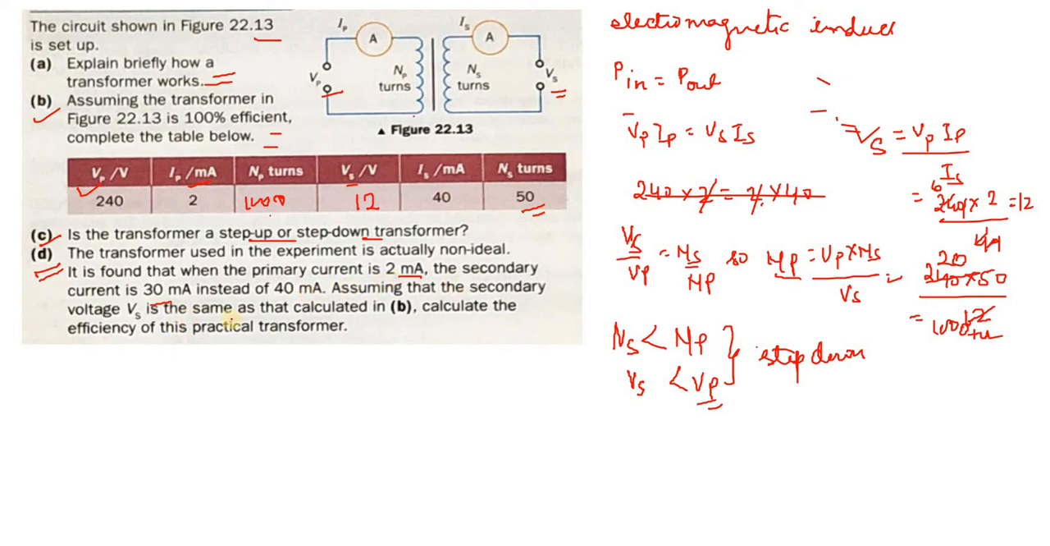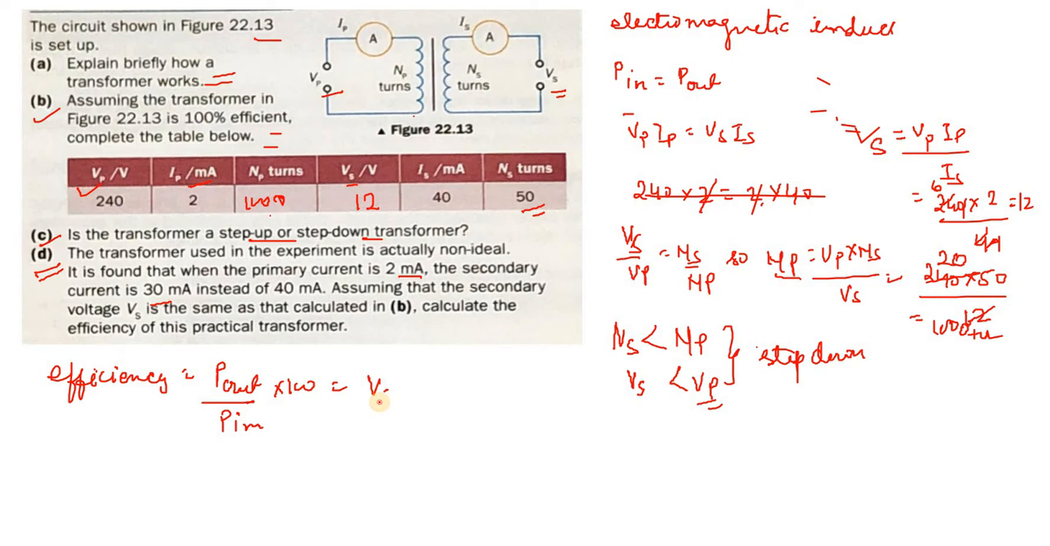Assuming the secondary voltage is the same as that calculated, calculate the efficiency. So efficiency means what? Just now we have discussed, whenever you think efficiency, it means how much is out divided by how much you have given in. So can I say power output divided by power input into 100?